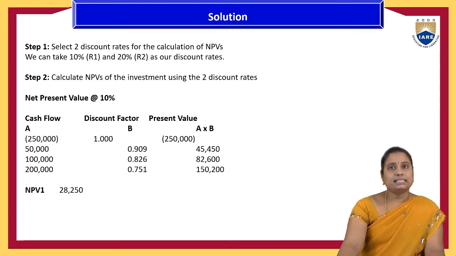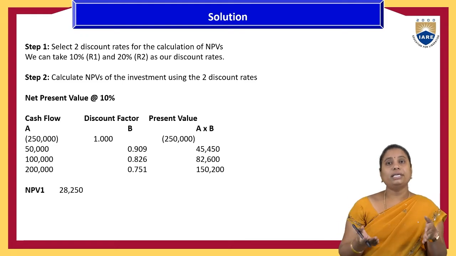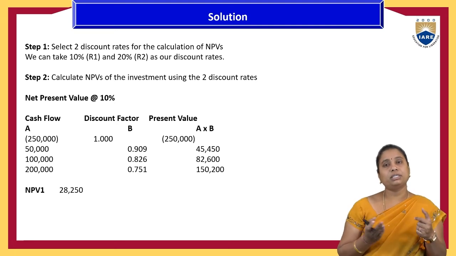Step 1. Select 2 discount rates for the calculation of the NPVs. We can take 10% as R1 and 20% as R2 as our discount rates. Why do we take 10 and 20? Because there is a huge difference between 10 and 20. So that's why we are trying to calculate the NPV at 10% and 20%.